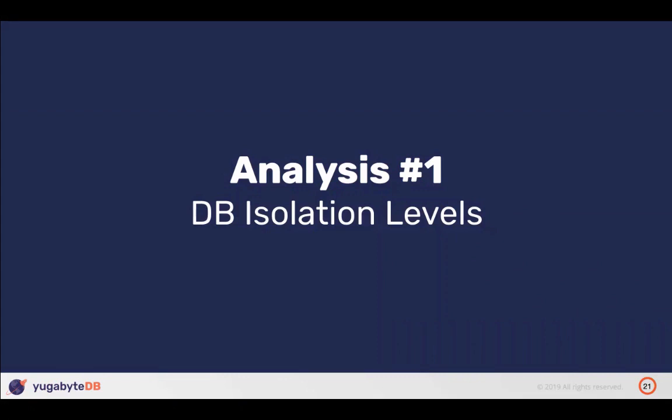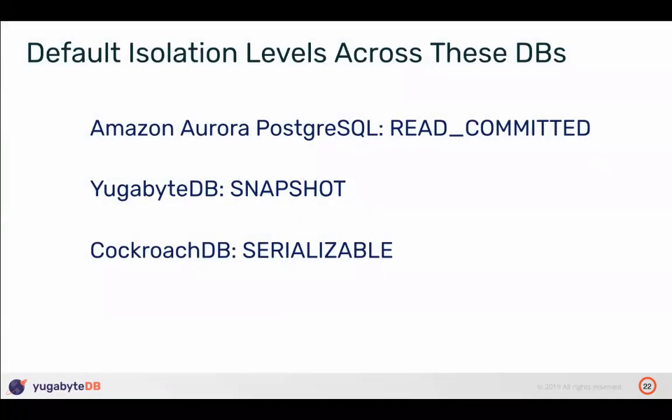A lot of folks had pointed out or asked about what the isolation levels of the databases were, and if it was apples to apples, if we used one isolation level versus another. So let's dive into all of that. First off, the benchmark was done with default isolation levels across all these databases. And as isolation levels go, the lowest isolation level of the set put on the screen is read committed, which is the default for Amazon Aurora's PostgreSQL. In fact, it is the default for PostgreSQL itself. The default for YugaByte DB is snapshot, and the default for CockroachDB is serializable.